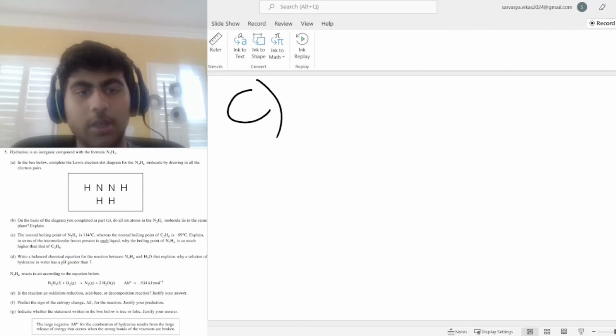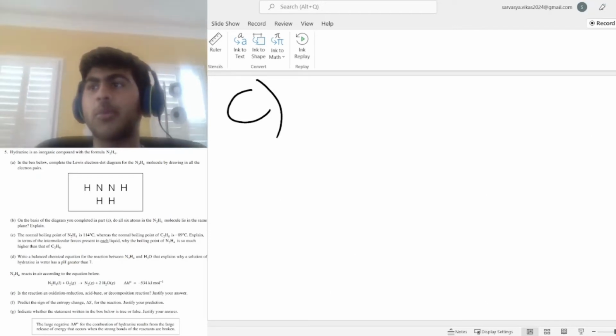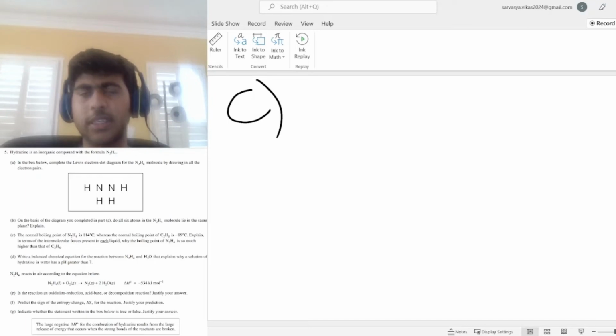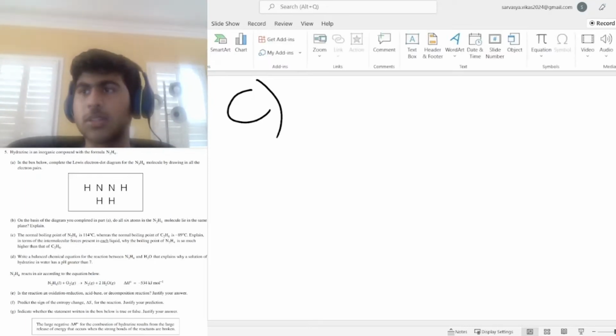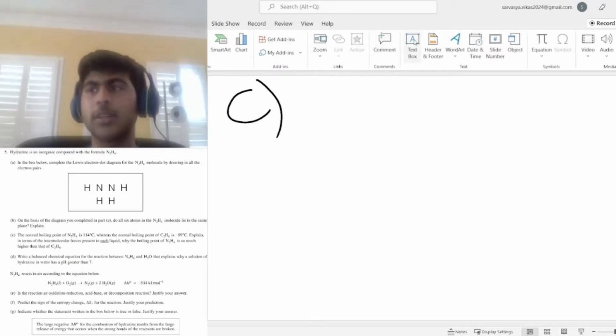Alright. Part C. The normal boiling point of N2H4 is 114 degrees Celsius, whereas the normal boiling point of C2H6 is negative 89 degrees Celsius. Explain in terms of the intermolecular forces present in each liquid why the boiling point of N2H4 is so much higher than the boiling point of C2H6.